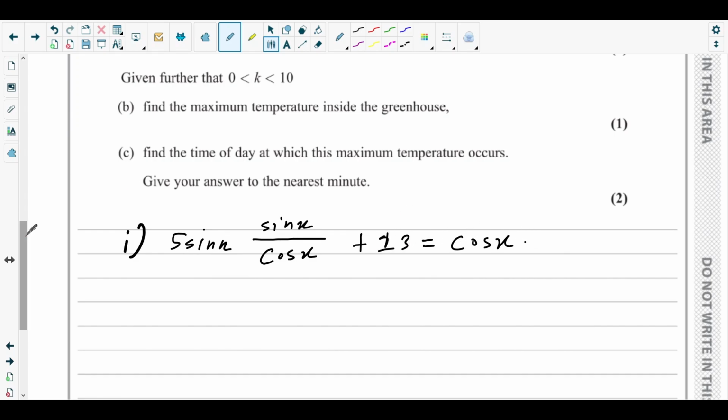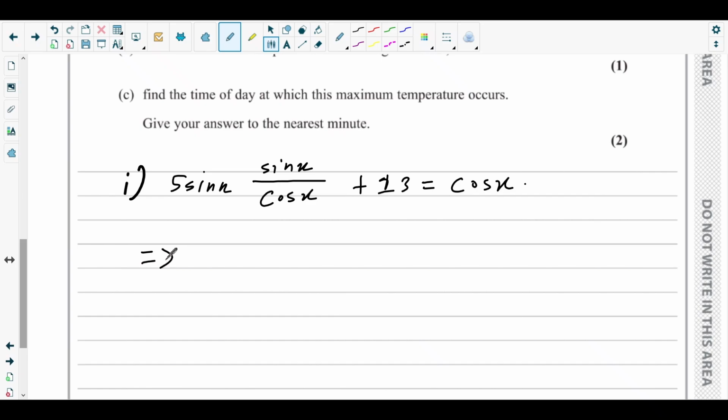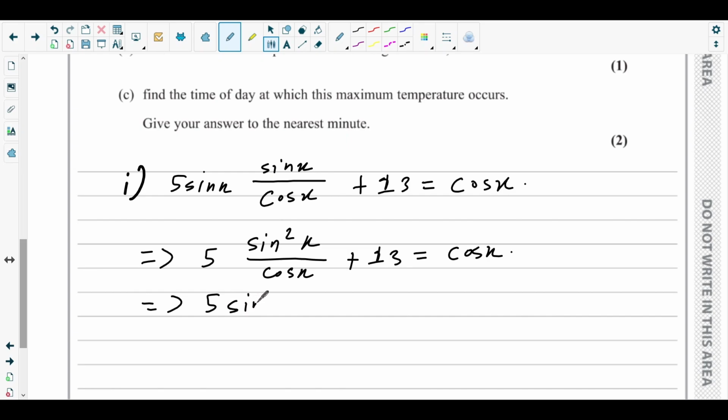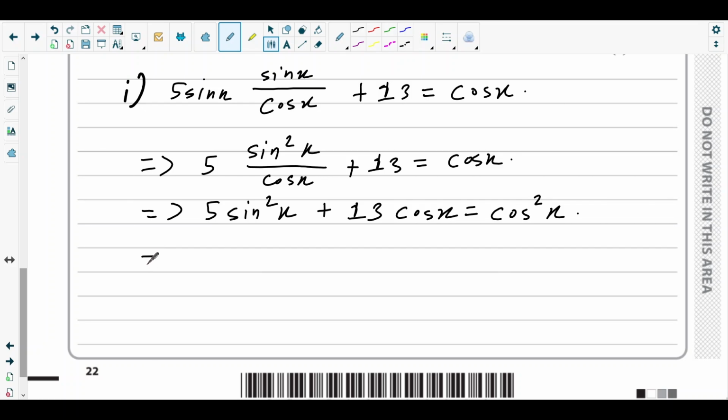So we have to simplify this trigonometric equation at first, and we will represent it in terms of a single trigonometric ratio. So you will get 5 sin squared x over cos x plus 13 equals cos x. Multiply both sides by cos x, so you will get 5 sin squared x plus 13 cos x equals cos squared x. Now use the identity: sin squared x plus cos squared x is 1. So sin squared x can be written as 1 minus cos squared x.